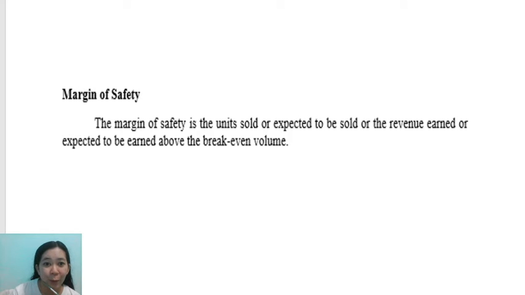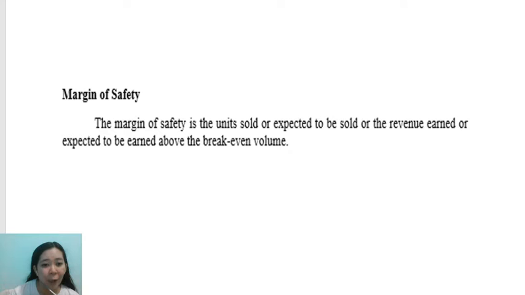Okay, so for margin of safety. Margin of safety is the units sold or expected to be sold, or the revenue earned or expected to be earned above the break-even point. Meaning to say, this is just like the desired profit or target profit or income.